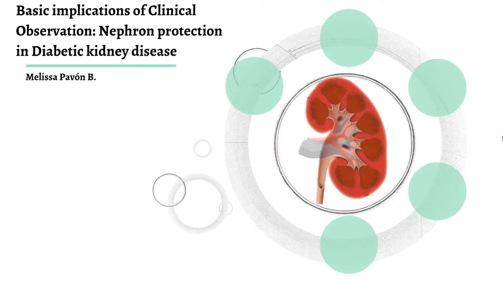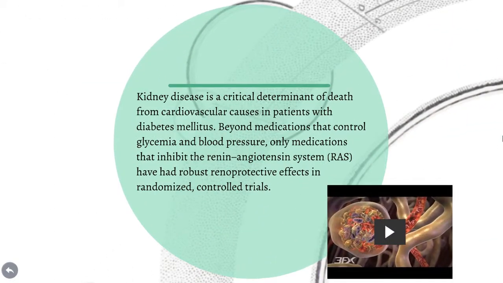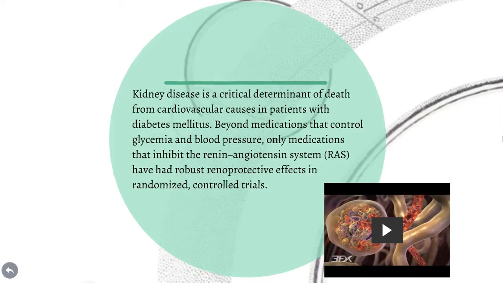Nephron protection in diabetic kidney disease. Kidney disease is a critical determinant of death from cardiovascular causes in patients with diabetes mellitus. Beyond medications that control glycemia and blood pressure, only medications that inhibit the renin-angiotensin system, RAS, have had robust renoprotective effects in randomized controlled trials.